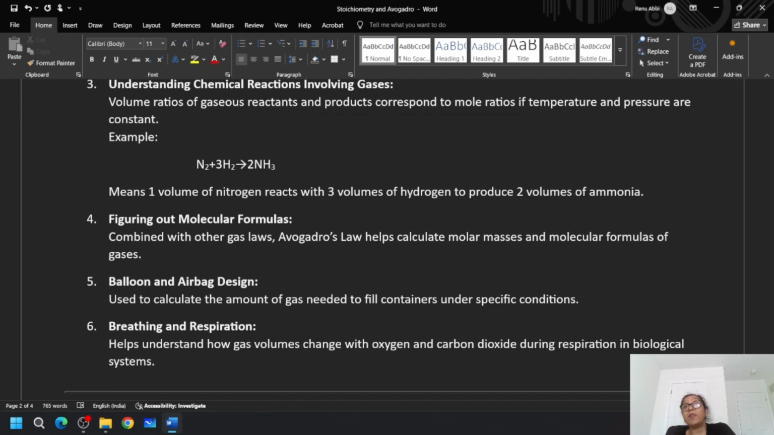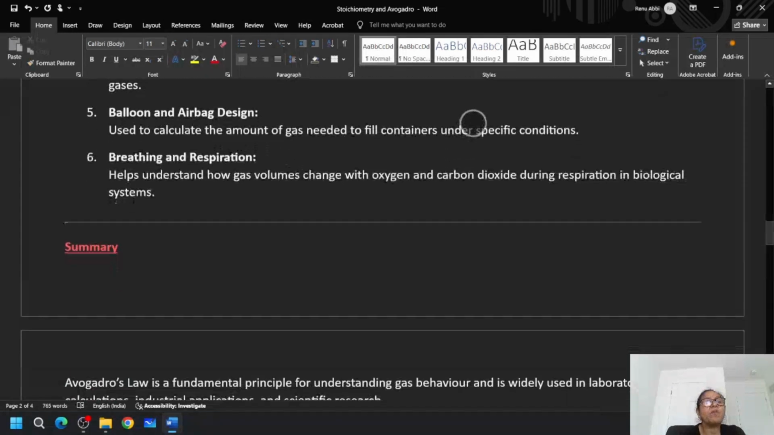It also helps in biological reactions, like breathing and respiration. It helps to understand how gas volume changes with oxygen and carbon dioxide during respiration in a biological system. You must have read in biology about the tidal volume, the molar volume, all these things are going to be calculated.